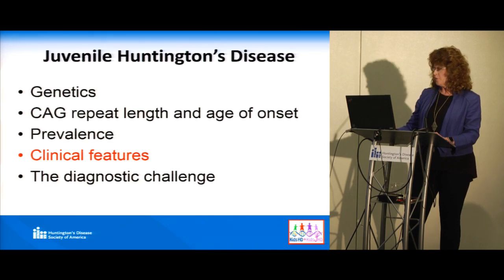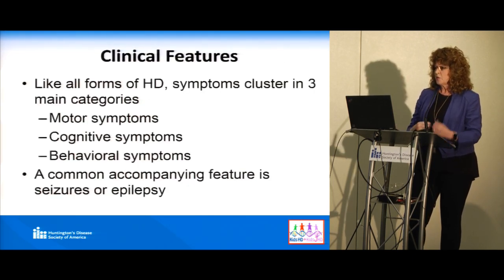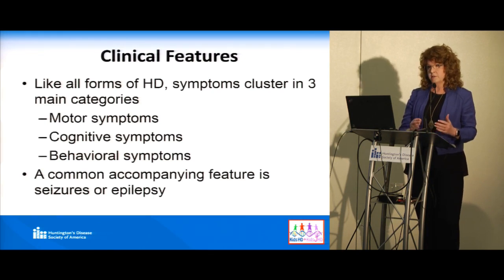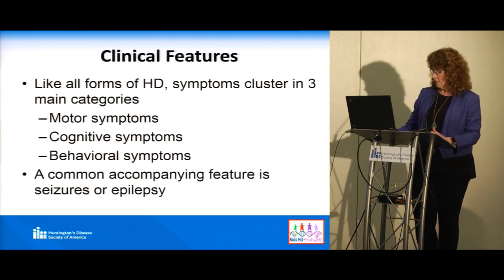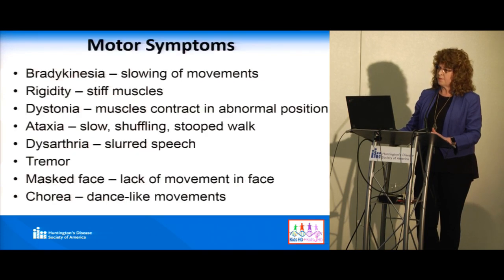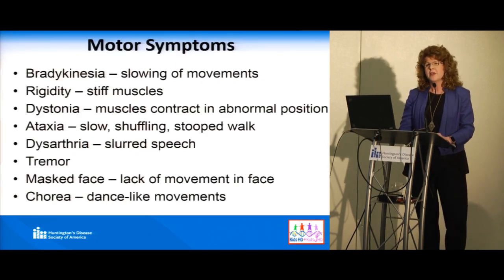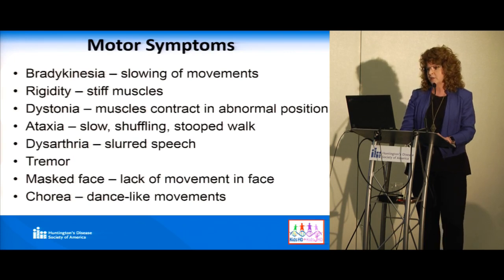So clinical features: what do we see in JHD? Like all forms of HD, like adult onset, Huntington's clusters in 3 main categories: motor symptoms, cognitive symptoms or thinking skills, and behavioral symptoms. We also have a common accompanying feature, which is seizures or epilepsy. So here are the names that we give the motor symptoms of JHD, and I tried to explain some of what they mean. Bradykinesia means slowing of movements. Rigidity is stiff muscles. Dystonia is muscles contracting in an abnormal position.